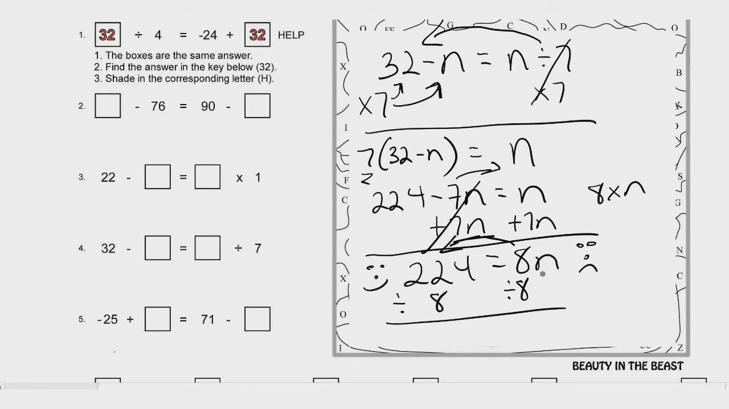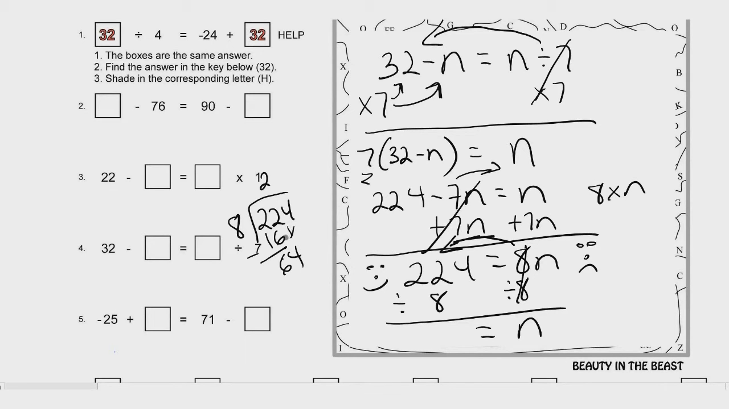And 8 divided by 8 is 1, so that cancels itself out. So we have n, and then we do 224 divided by 8. Well, 8 goes into 22 2 times. That gives us 16. We subtract. That gives us what? 4? Really? It gives us 4? No, it does not. That gives us 6.